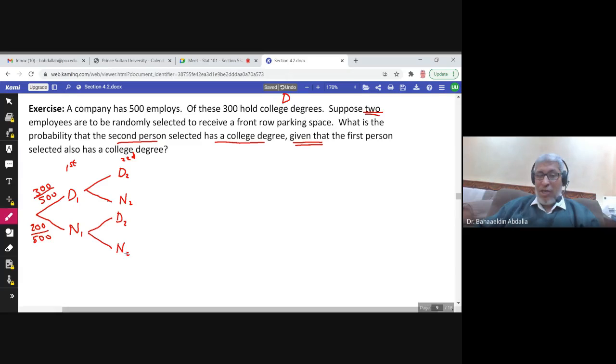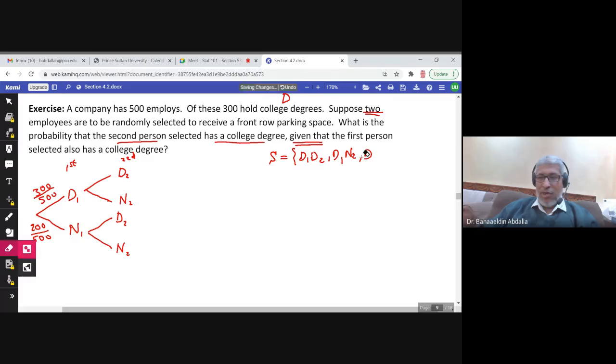And here, if the first employee has no college degree, the second employee also could have a college degree or no college degree. And the sample space would be four different possibilities: D1 D2, D1 N2, N1 D2, N1 N2. We will have four outcomes in the sample space. So this is the sample space, and we have four outcomes: D1 D2, D1 N2, N1 D2.